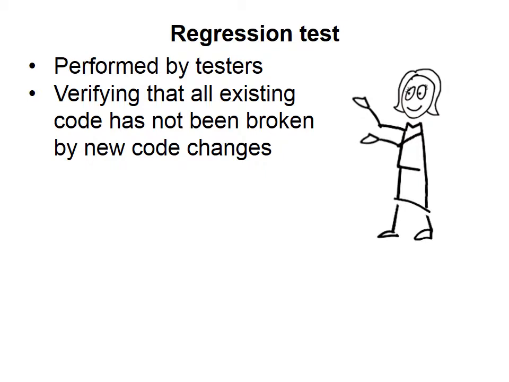Regression test is executed by the QA team. It is the verification that all existing functionality works with the new code changes for a release. It is performed in a dedicated QA environment.